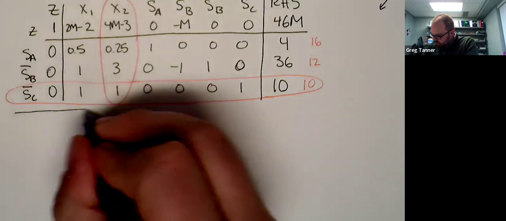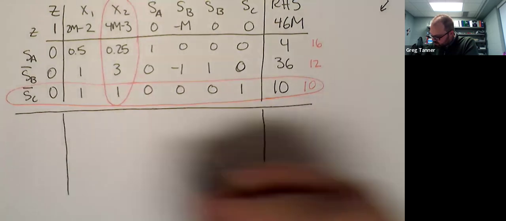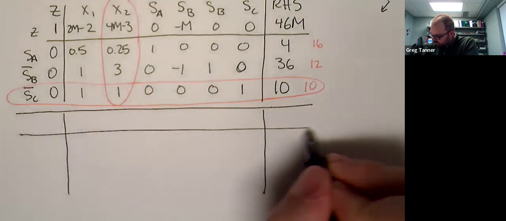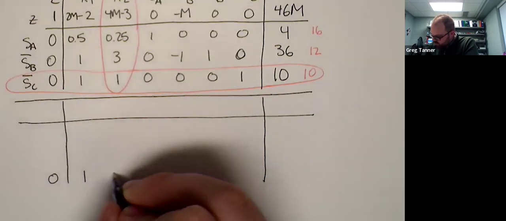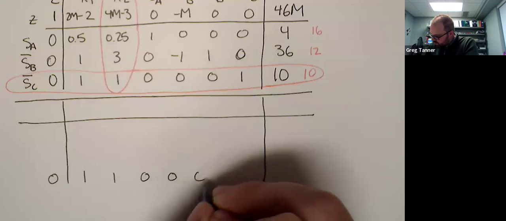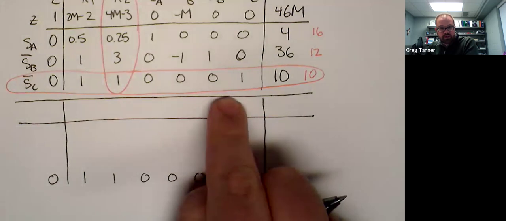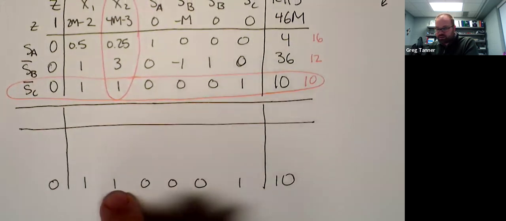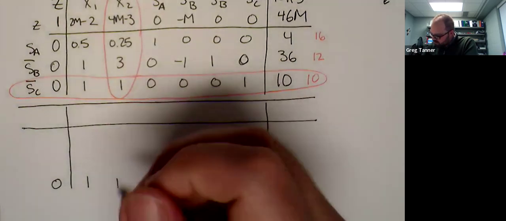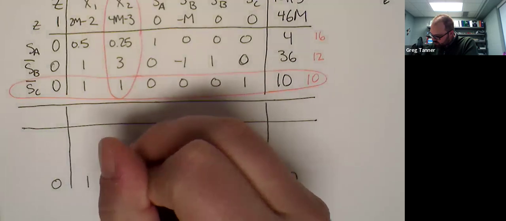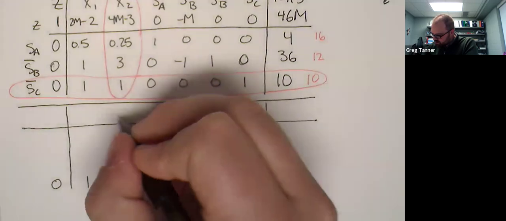So let's draw a line here and then a line down here, line across here. And so this bottom row is going to stay the same: 0, 1, 1, 0, 0, 0, 1, and 10. Let's go ahead and work on the objective row first. And so thinking about what we need to do to cancel and make this a row of 0, 0, and 0.